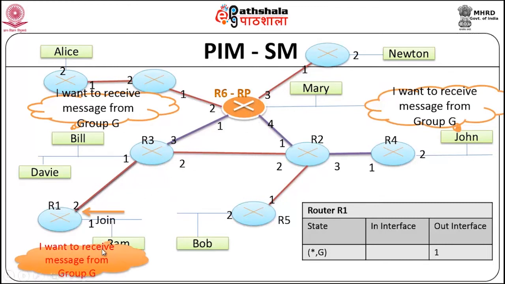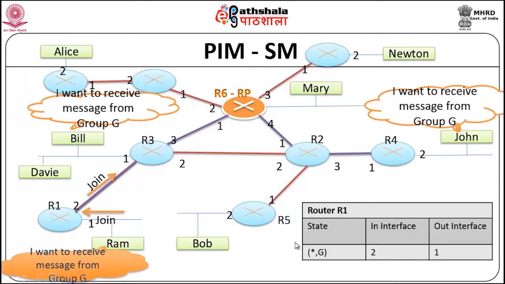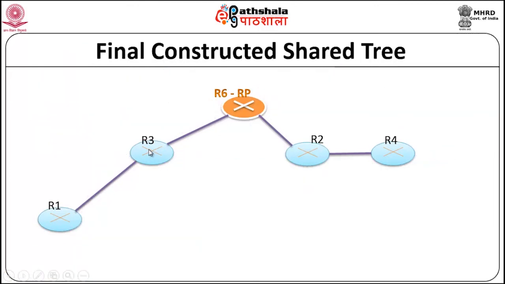Let us say another person here, Ram, wants to join and receive messages from this group. He sends a join to R1. R1 similarly makes an entry, star comma G, in interface is 2 and the out interface is 1, and forwards it to R3. Now at R3 it will stop. There will be no join message sent over here, which is why I have shown it as a crossed out thing. The join will stop with this. So you will have a final shared tree constructed, which has the RP as the root, and through R2 and R4 you have a path, and through R3 and R1 we have a path. This will be the shared tree that is constructed.